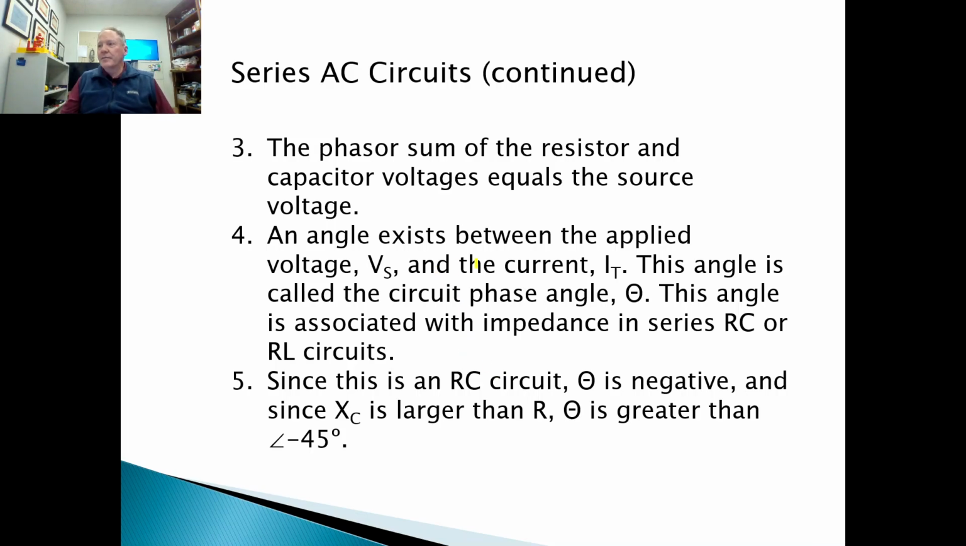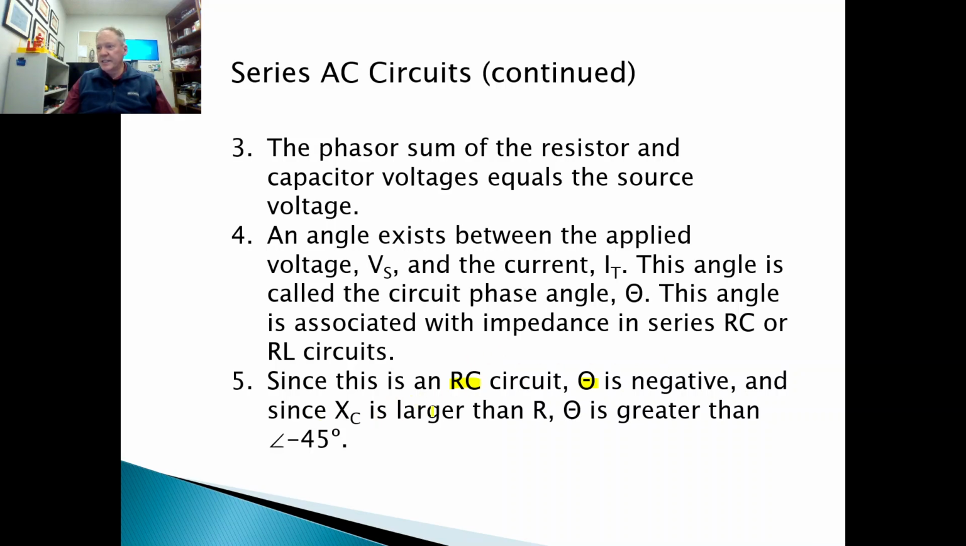Now, the phasor sum of the resistor and the capacitor voltage equals the source voltage, right? That's Kirchhoff's voltage law. And an angle exists between the applied voltage and the current. This angle is called the circuit phase angle, or theta. And this is an angle associated with the impedance in the series RC or RL. Now, since this is RC, theta is going to be negative because it's a positive resistance at a 0 degree angle and a reactance at negative 90, so it has to be in the negative quadrant.